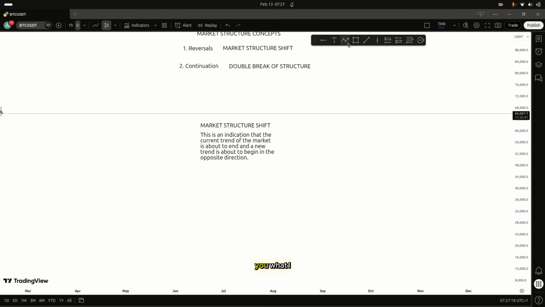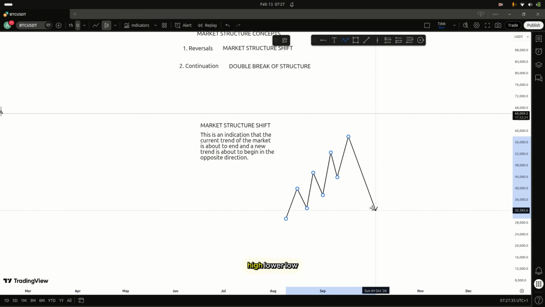So now let me quickly show you what I mean by that. Like I said, let's assume we came to the chart and we've seen price making a series of higher highs, higher lows, higher highs, higher lows, higher highs, higher lows, higher high, lower low. This right here, immediately price took out this low.